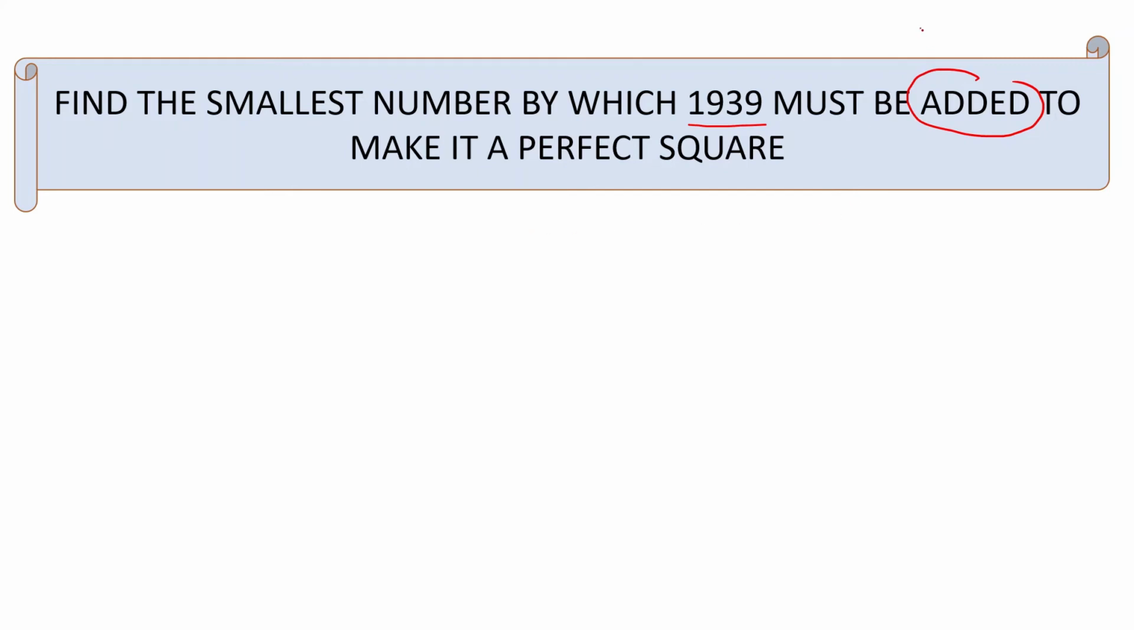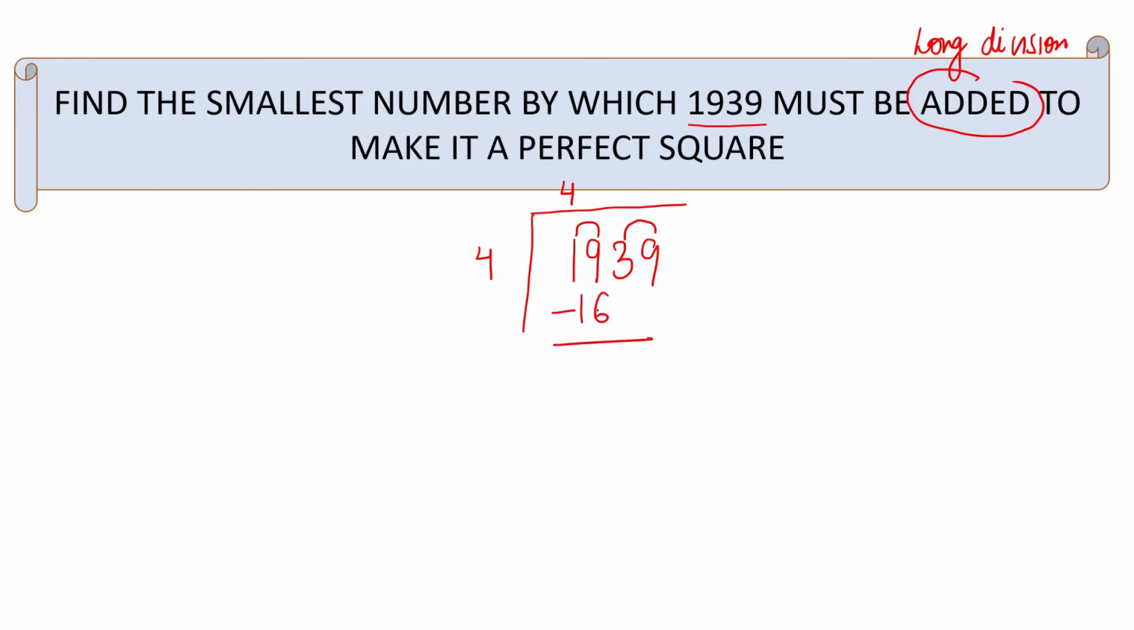Since it is based on addition, we will use long division method without thinking twice. 1939 using long division method, so we will pair from right to left. 39 is the first pair, 19 is the second pair. We will find such a number whose square is either less than or equal to this 19. So 4 will go with this. 4 into 4 is 16. Remainder is 3. Now we will copy down 39.